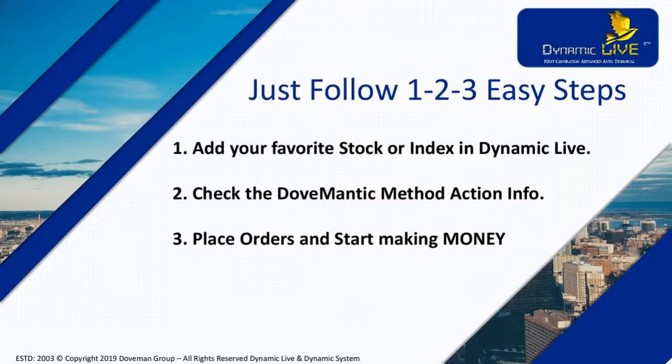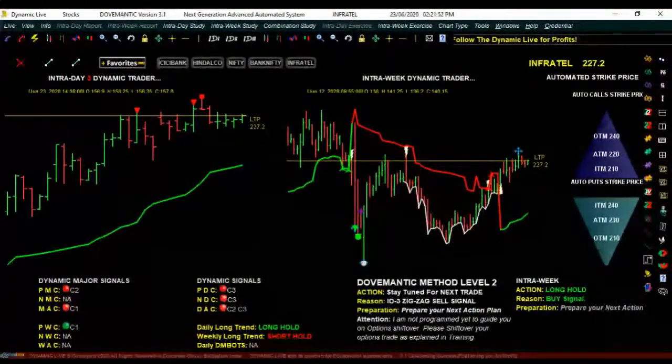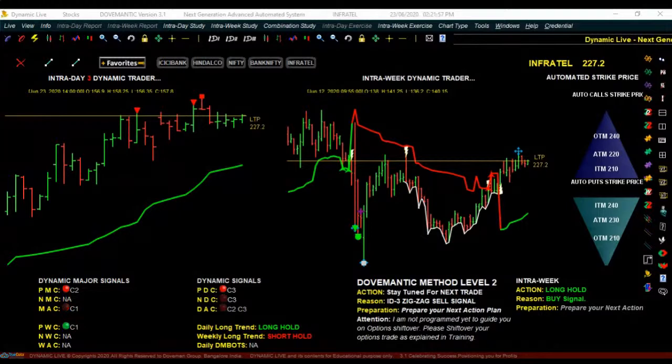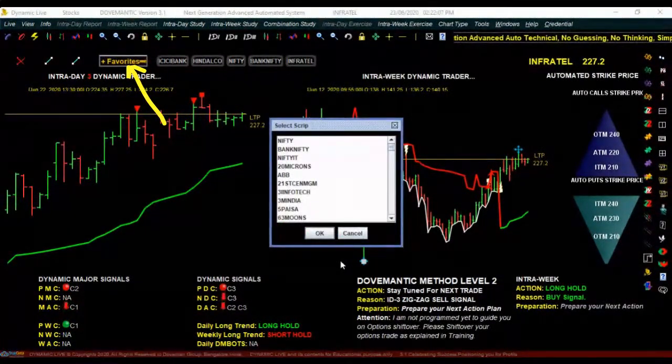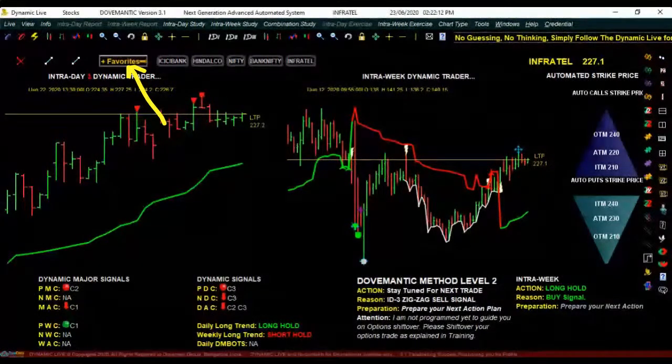Now today, let's have a look at these 1, 2, 3 easy steps in the real-time market and try to understand how easy it really is. For that, I request any of you to suggest your favorite stock or index so that we can see what this dynamic live is telling us to do. For you to add your favorite stock or index, you just have to click on this favorites. Once you click on it, this drop down will appear so that you can select any of your favorite stock or index. Now Mr. Vishu Bhatt has asked for Bank Nifty. Let us check Bank Nifty.